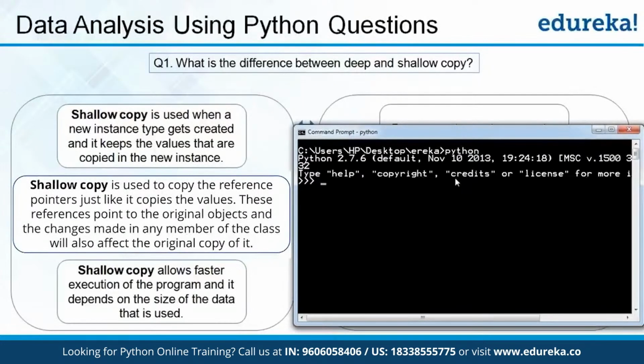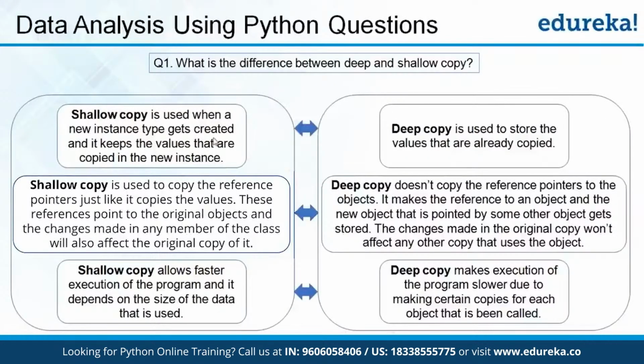Even before we get into this, let me give you a background. What do you mean by a shallow copy? It is used when a new instance type gets created and it keeps the values that are copied in the new instance. So basically we are copying whatever is in the new instance from an existing instance. It is used to copy reference pointers, it copies just the top level values. It doesn't copy each and everything and create a new object. So there would be references.